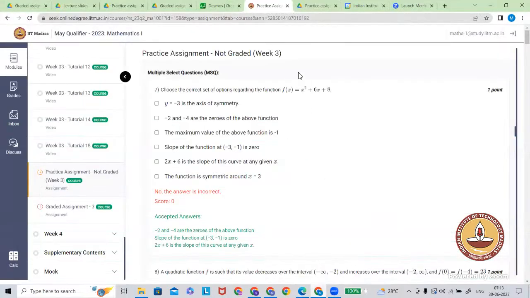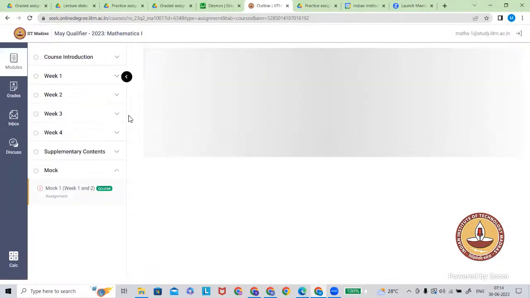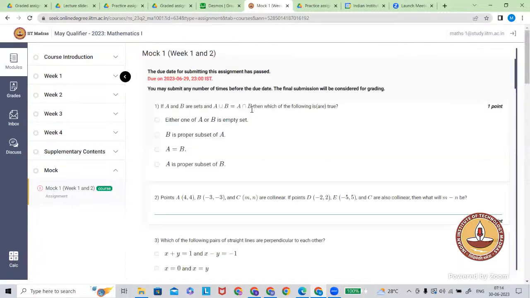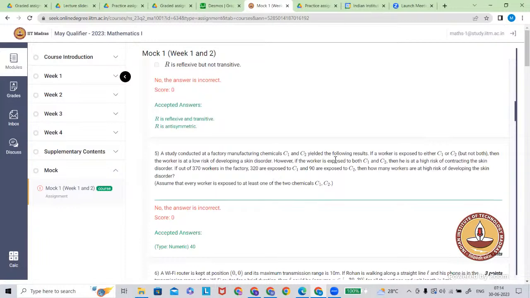Somebody else has a doubt? What's your doubt? Mock test question number 5. Maybe someone also has some doubt. Question number 5. What's your doubt here? Hello, am I audible? I don't recognize this question. You are not getting this question? Yes, sir, I'm not getting the question.